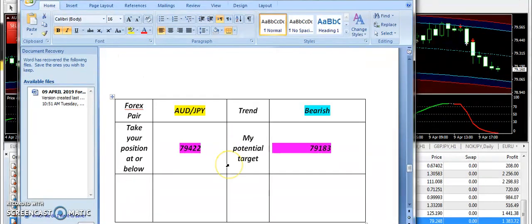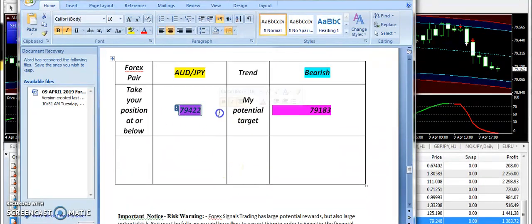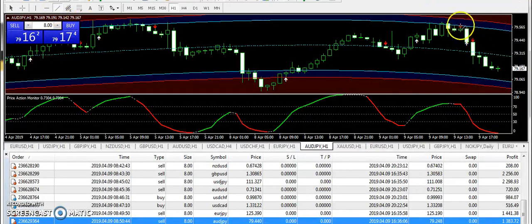And at last I am going to talk about AUDJPY. So guys, this is the last signal of my signals report. I have supplied the bearish signal from 79.422, and 79.183 is the target price, and you can see the market has just come near to the target price, so we have a big drop on AUDJPY already.